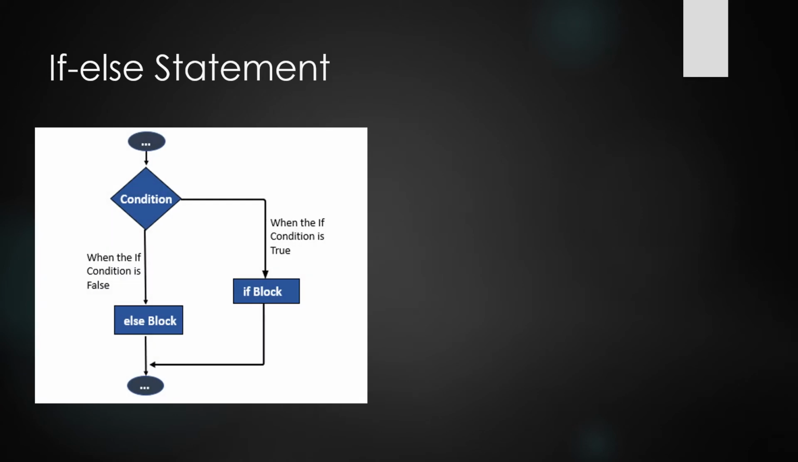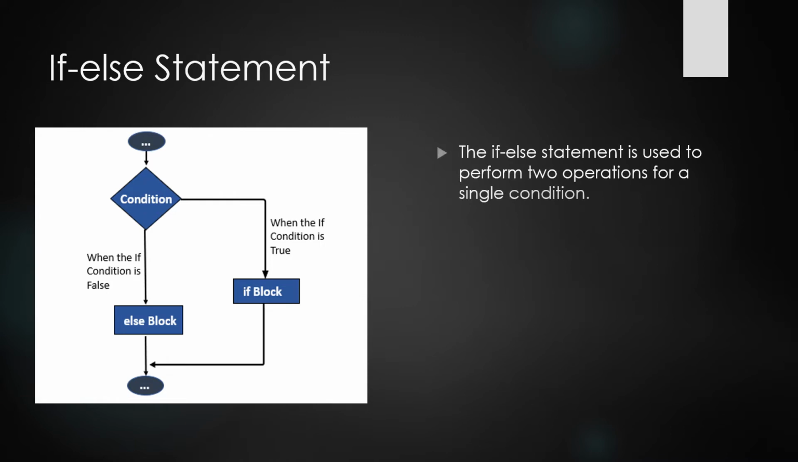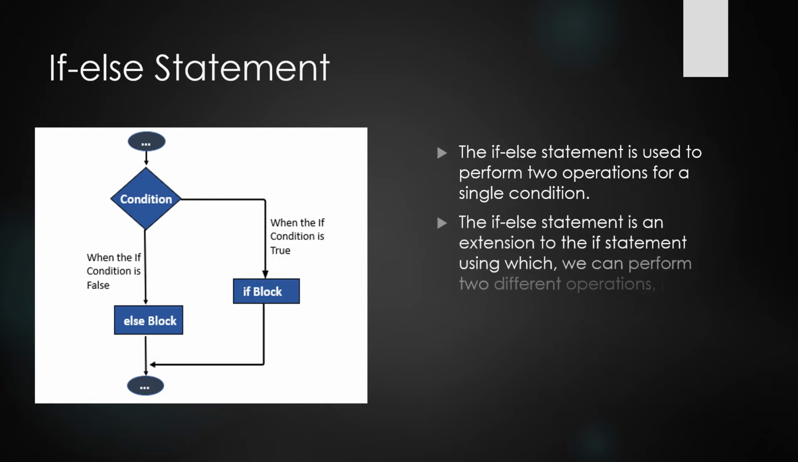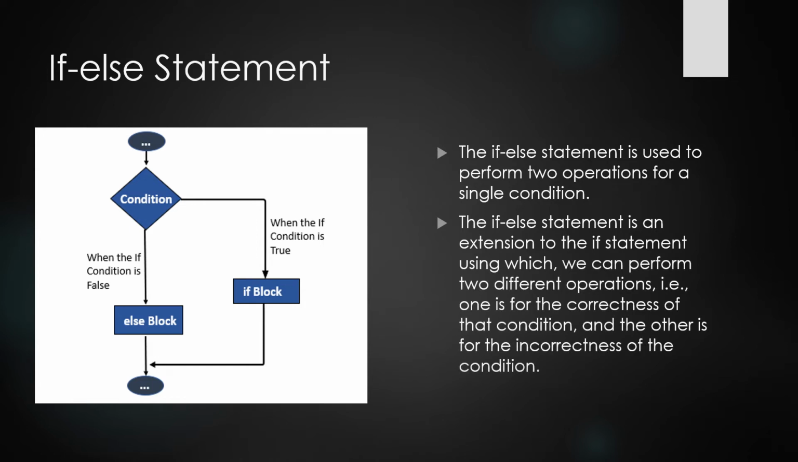If-else statement. The following diagram represents the functioning of if-else statement. The if-else statement is used to perform two operations for a single condition. The if-else statement is an extension to the if statement using which we can perform two different operations, that is, one is for the correctness of that condition and the other is for the incorrectness of the condition.